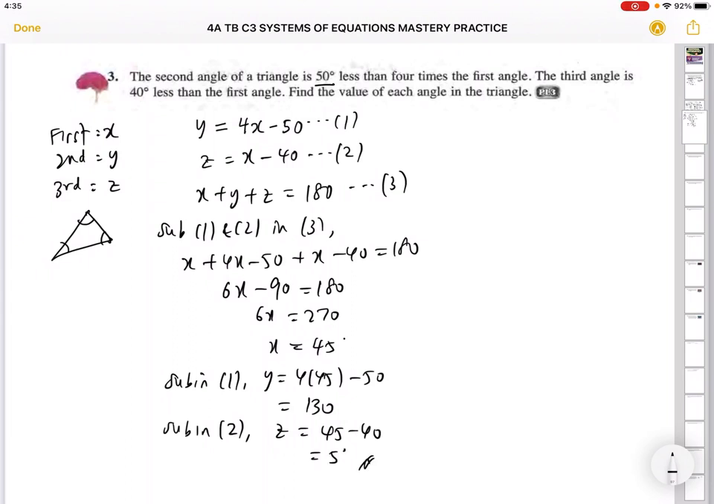Okay, if we check the answer at the back in the textbook, they give us a different answer altogether. I think the answer in the textbook, if I'm not mistaken, they gave x equals 15, y equals 110, z equals 55. But when I work backwards, I found that this answer is true if you use y equals 4x plus 50, z equals x plus 40, then it's true. So I guess they made a mistake.